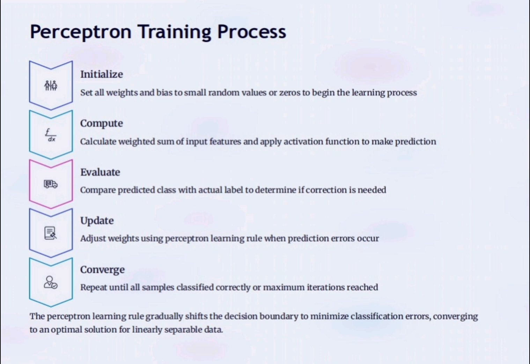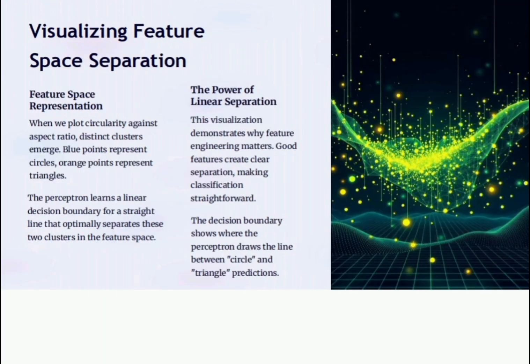As training progresses, the perceptron slowly shifts its imaginary line, its decision boundary, until it best separates circles from triangles. This is the moment the machine learns. Section 5. Visualizing the feature space.